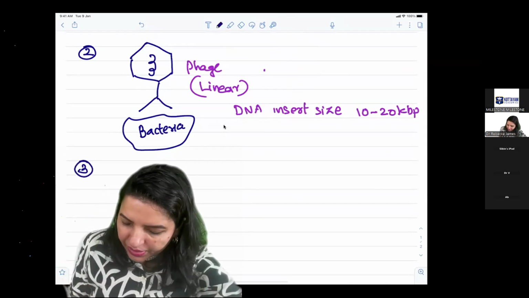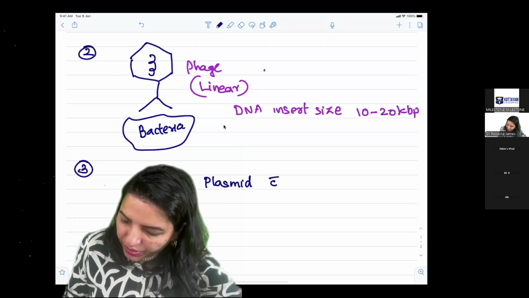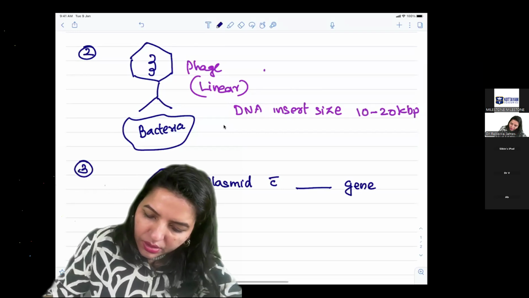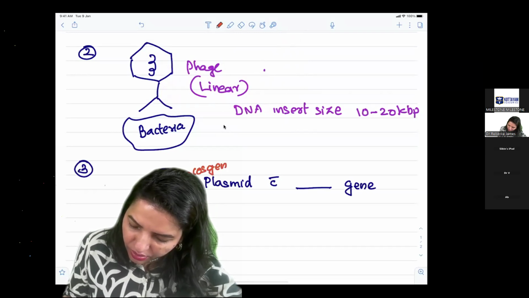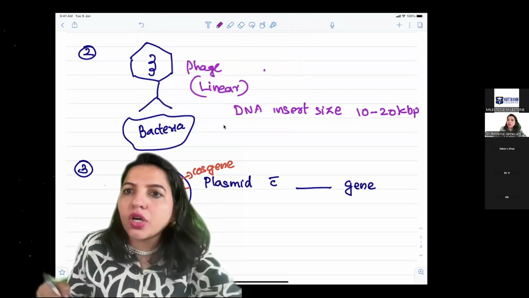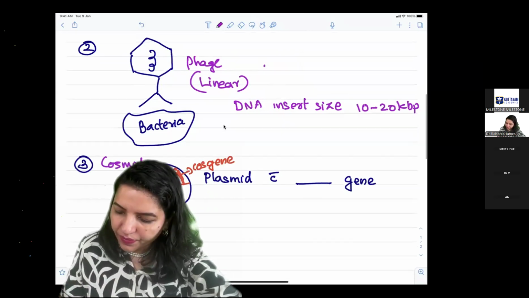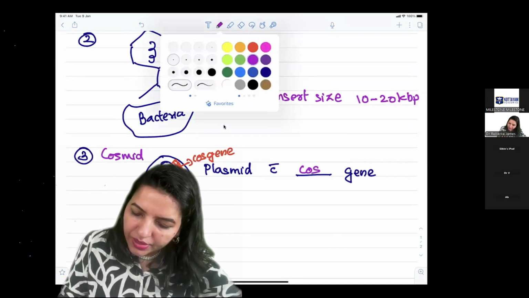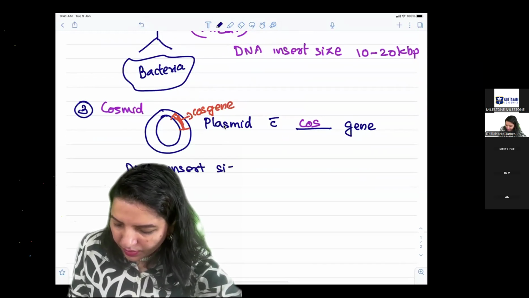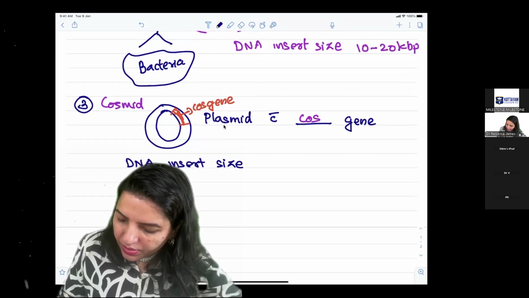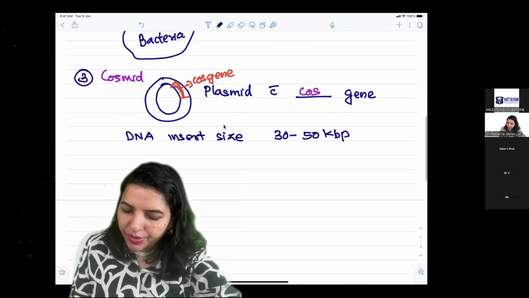Yes. The third one is, again, actually a plasmid with the cos gene. So that gene I'm going to mark here. This gene is a cos gene. Then we don't call it a plasmid, we call it a cosmid. So that is the cos gene. It is called cosmid. The DNA insert size is 30 to 50 kilo base pair.